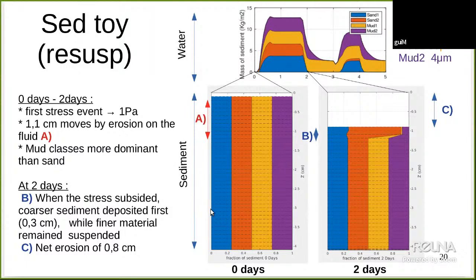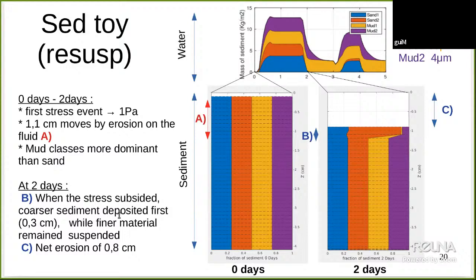And what happened 2 days later? Here we see that 2 days later, I remind you that we stop the bottom stress event here, and the coarser sediment begins to deposit. So here you have much more non-cohesive sediment. Okay, and also I put on C, between the two times, at 2 days, we have a net erosion of 0.8 centimeter.